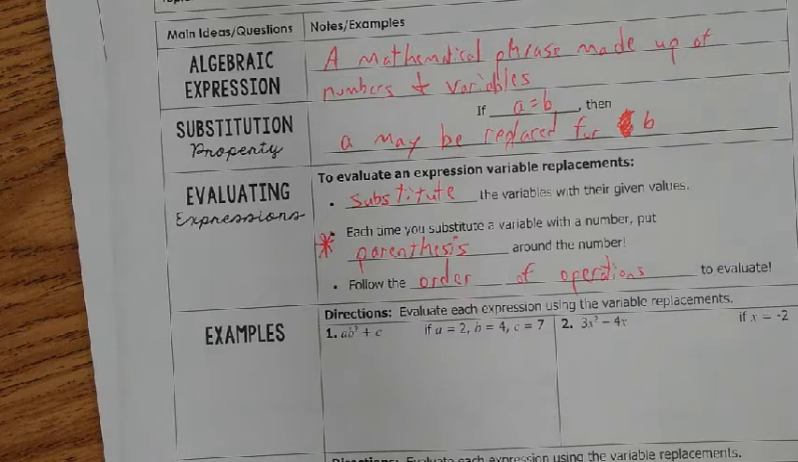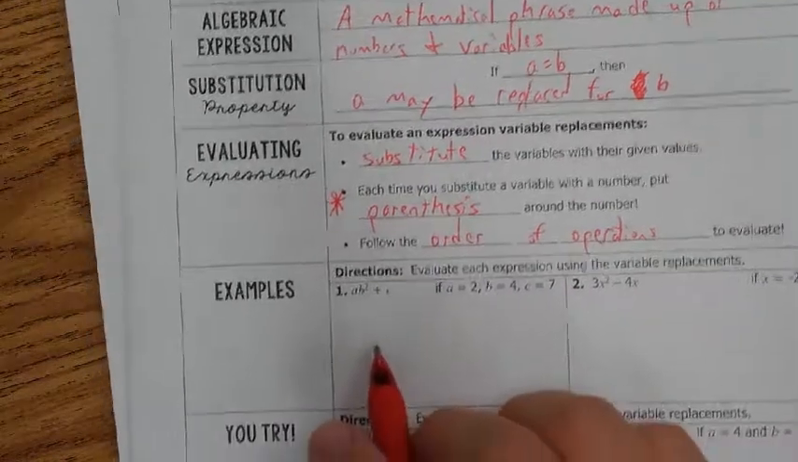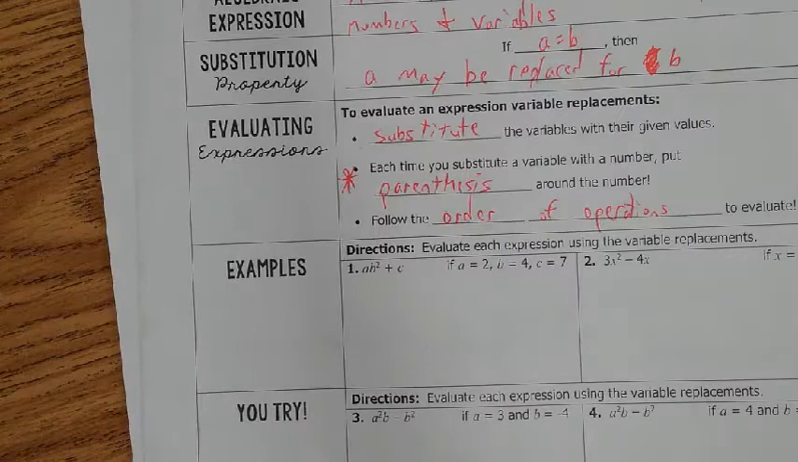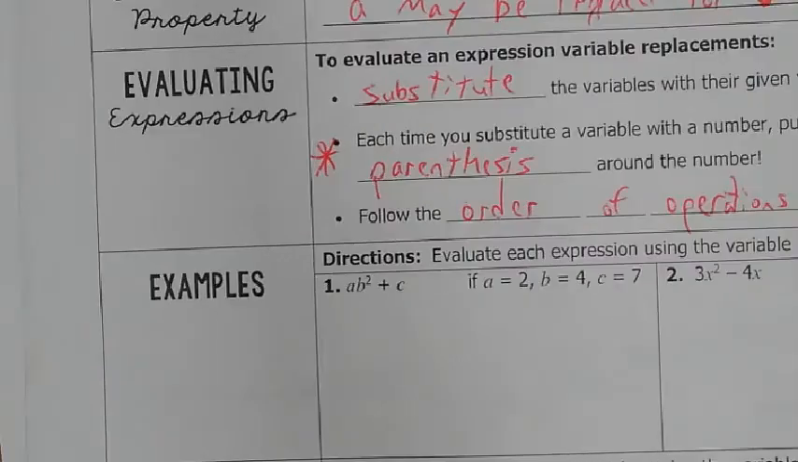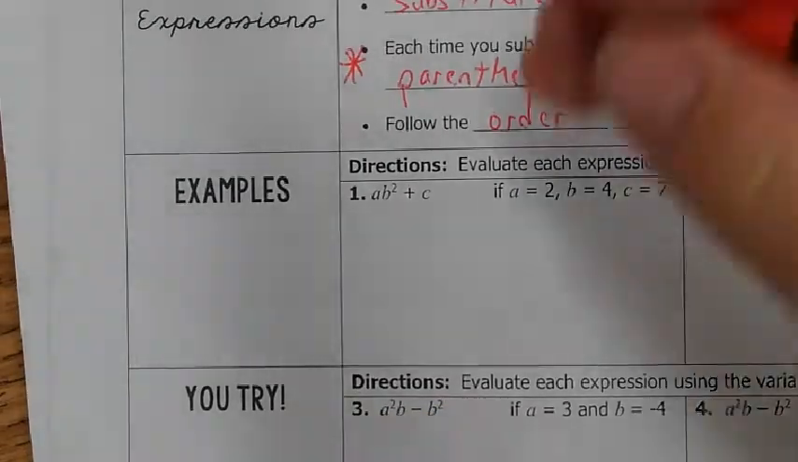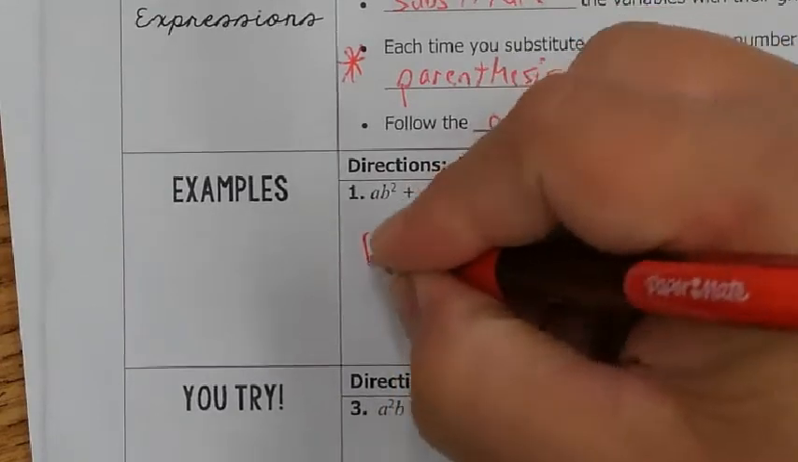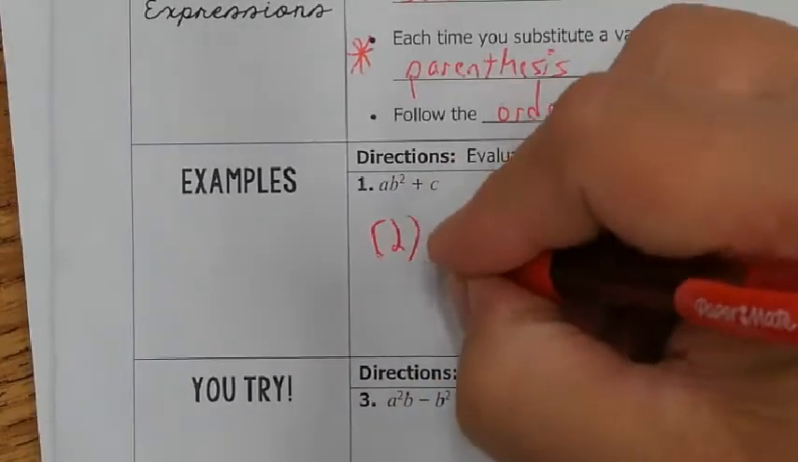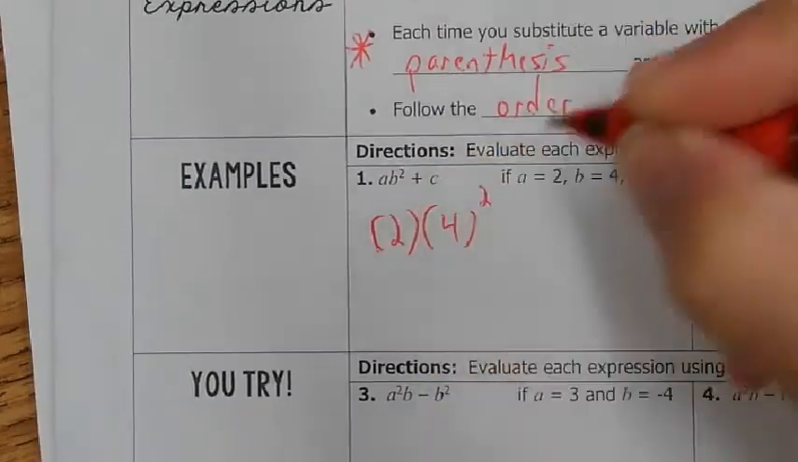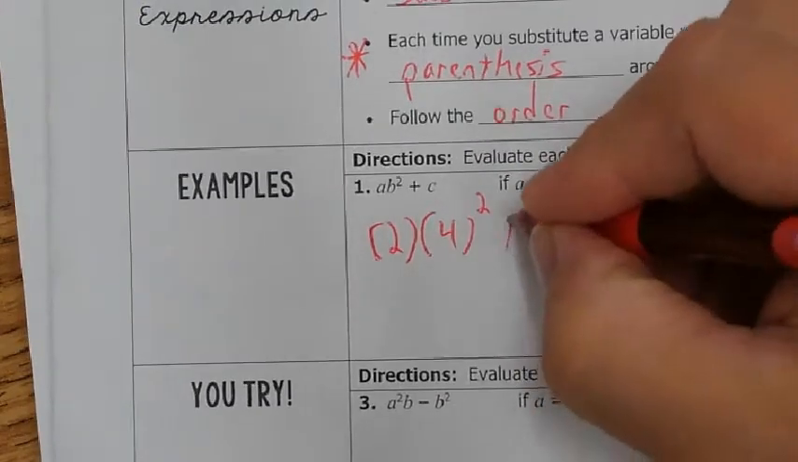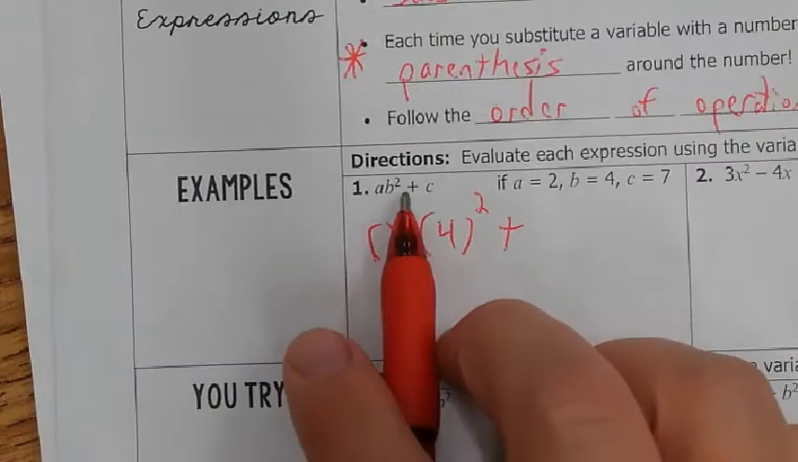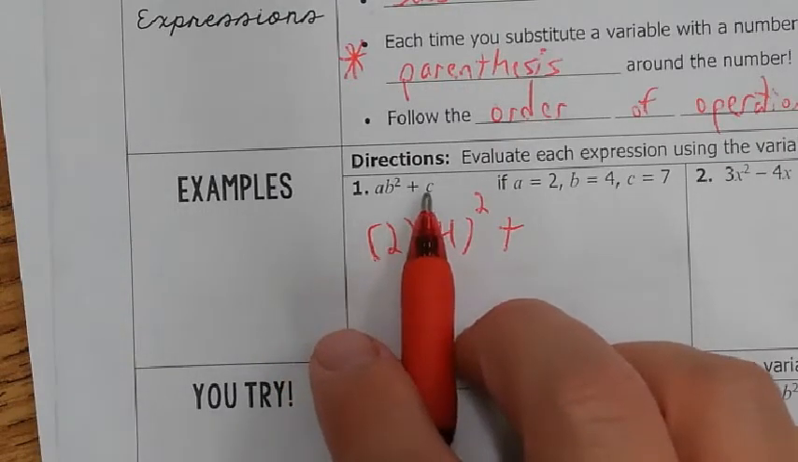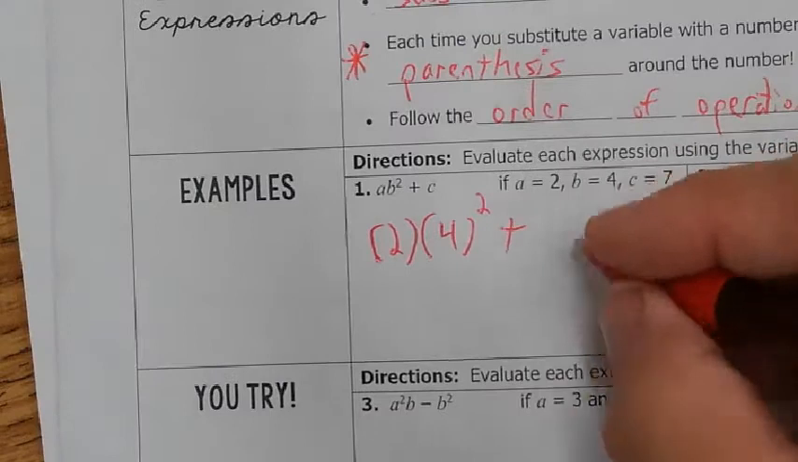All right, so for this first one, it says A times B squared plus C, if A equals 2, B equals 4, and C equals 7. So for A, we're going to put 2 in parentheses. For B, we're going to put 4 in parentheses. Then plus C. Anytime there's a minus or a plus sign, you don't have to put parentheses around that last part. So we'll just put 7.